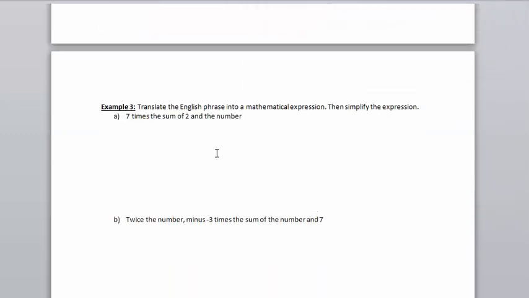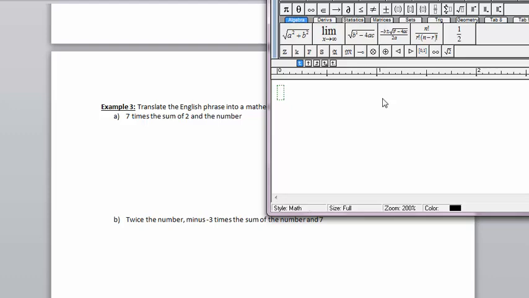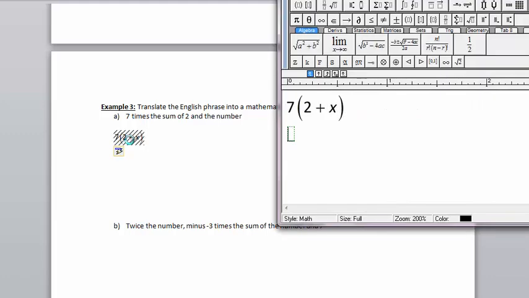In example 3, we want to translate the English phrase into a mathematical expression and then simplify. So we start with 7 times the sum of a number and 2. Now it's going to be 7 times an entire sum, so I'm going to immediately start parentheses. I want 7 times a quantity that's a sum, and that sum is a number and 2. Now let's go ahead and simplify that. We're going to have 7 times 2 is 14, plus 7 times x is 7x. And let's get that written in the right order. We want 7x plus 14.